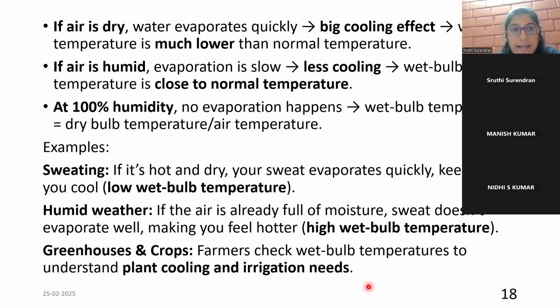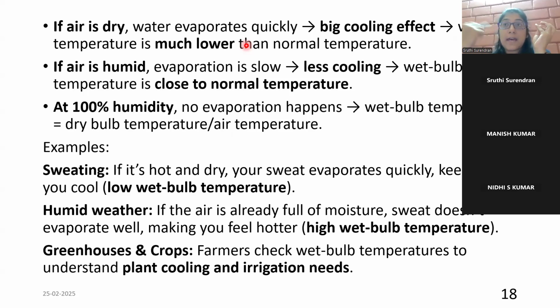Now, if the air is dry, what happens? The water is going to evaporate more quickly. So this is going to cause more cooling, and hence the wet bulb temperature is much lower than the normal temperature. So at a particular temperature, if the air is dry and there is a source of water around, the evaporation of the water will happen more quickly, resulting in more cooling and in the wet bulb temperature being much lower than the normal temperature.